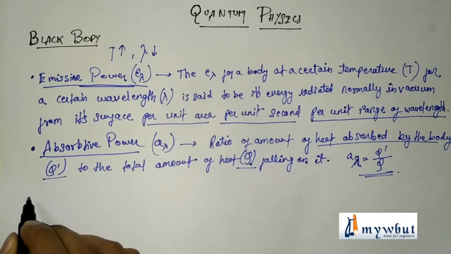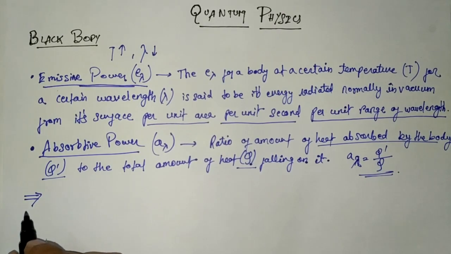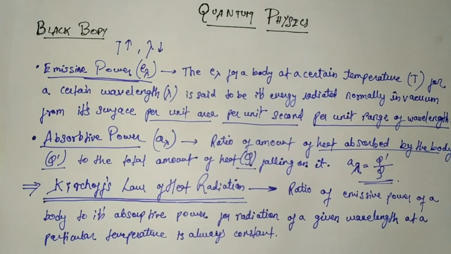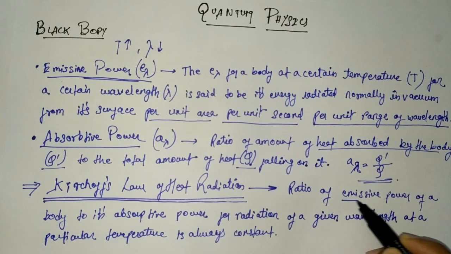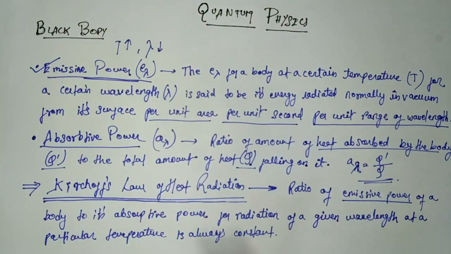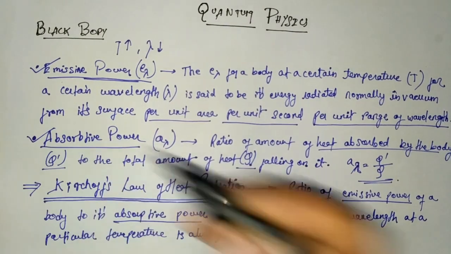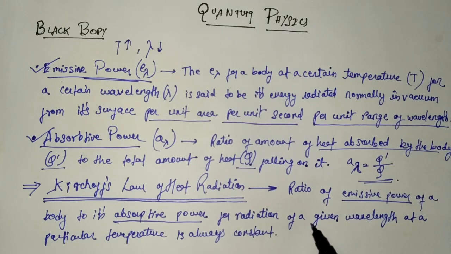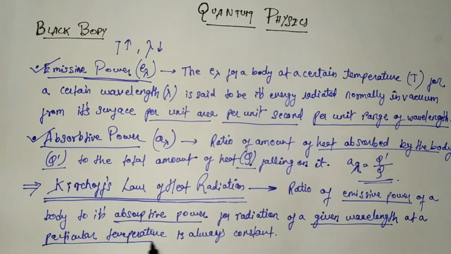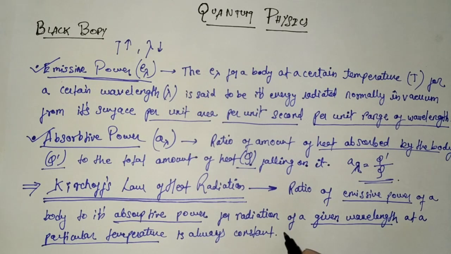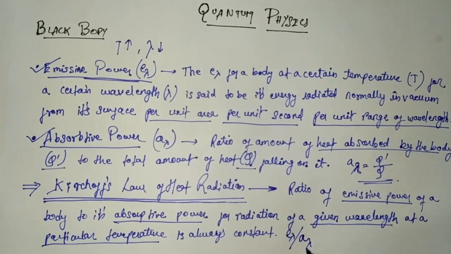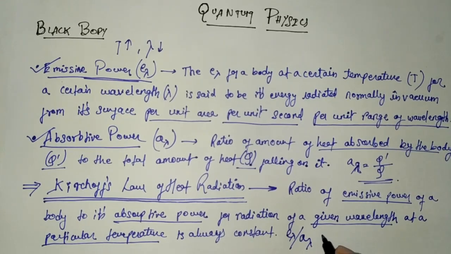The first one is Kirchhoff's law of heat radiation. The ratio of the emissive power of a body, E lambda, to its absorptive power, A lambda, for radiation of a given wavelength at a particular temperature is always constant. So we can write that E lambda by A lambda, that is emissive power by absorptive power, is always a constant that we can denote as K. This is Kirchhoff's law of heat radiation.